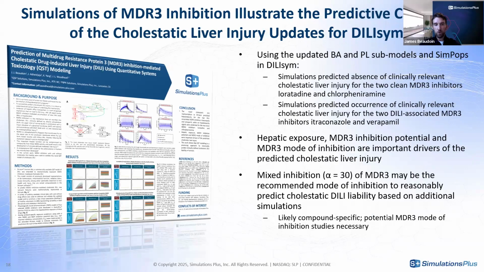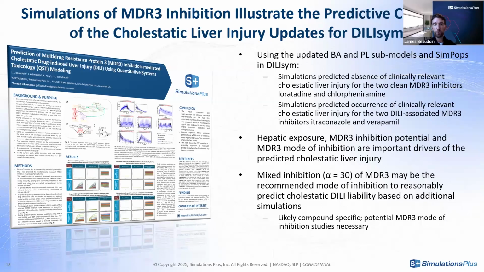And building off of that work, we also looked into more detail in specific MDR3 inhibitors. So we were able to identify two clean MDR3 inhibitors, those that have basically no clinically relevant cholestatic liver injury signals. These are loratadine and chlorpheniramine. And then two DILI-associated compounds that also are MDR3 inhibitors, itraconazole and verapamil, which are associated with cholestatic liver injury biomarker elevations, such as alkaline phosphatase and gamma-glutamyl transferase elevations.